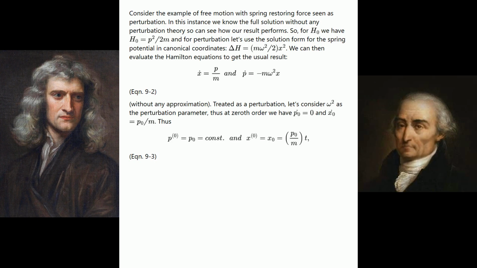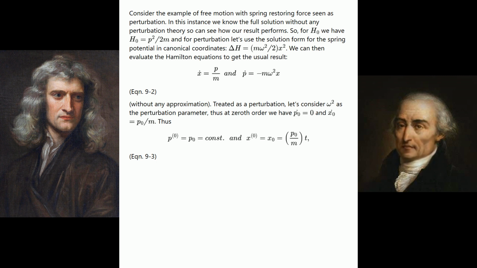Consider the example of free motion with spring restoring force seen as perturbation. In this instance, we know the full solution without any perturbation theory, so we can see how our result performs. So, for H sub 0 we have H sub 0 equals p squared divided by 2m, and for the perturbation let's use the solution form for the spring potential in canonical coordinates. Delta H equals m omega squared divided by 2 times x squared.